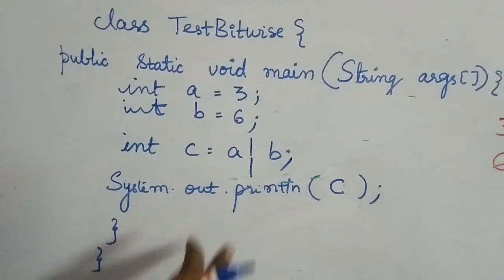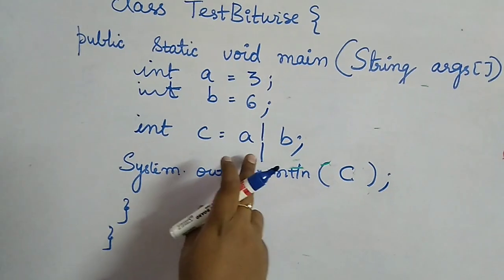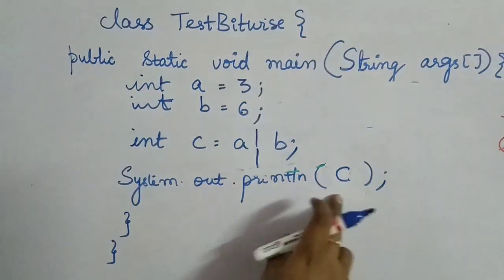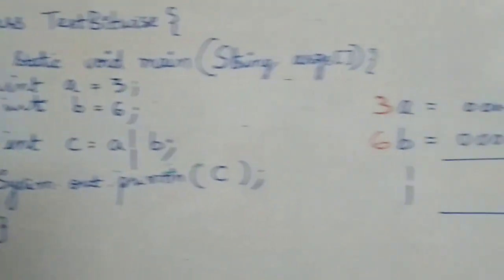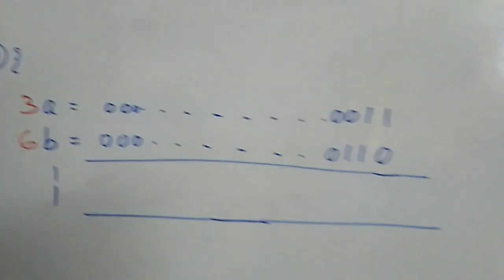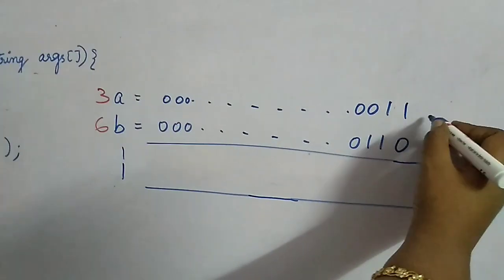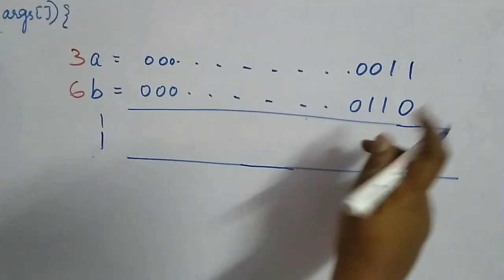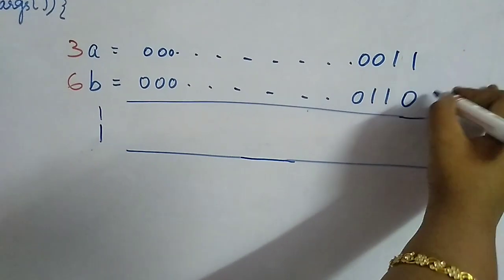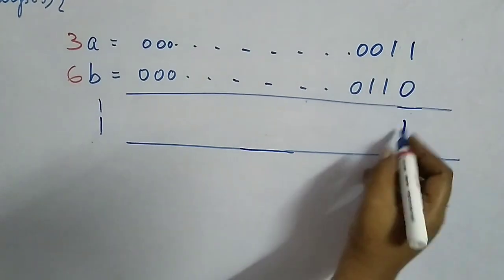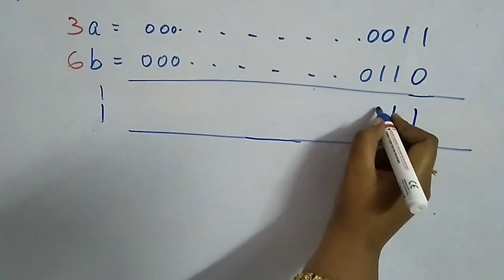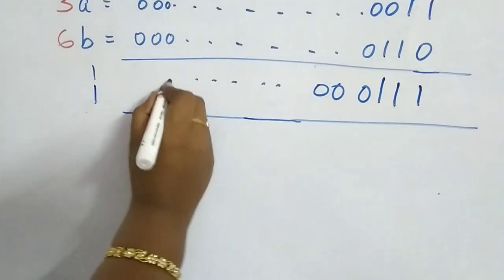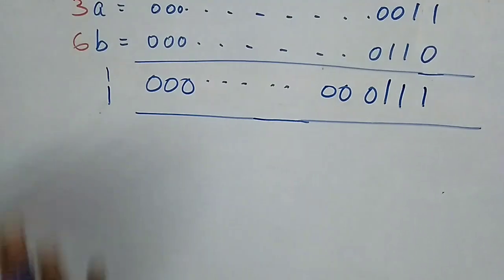This is how we perform the OR operation. Since this is a binary operator, it needs 2 operands. You put this, and we are trying to print the result. We'll see how this result is calculated. This is how 3 is represented, and this is how 6 is represented in binary format. All these are 32 bits, and OR between 1 and 0 is 1. 1 and 1 is also 1, and 0 and 1 is also 1, and 0 and 0 is 0, and all the rest of the 32 bits will be 0.